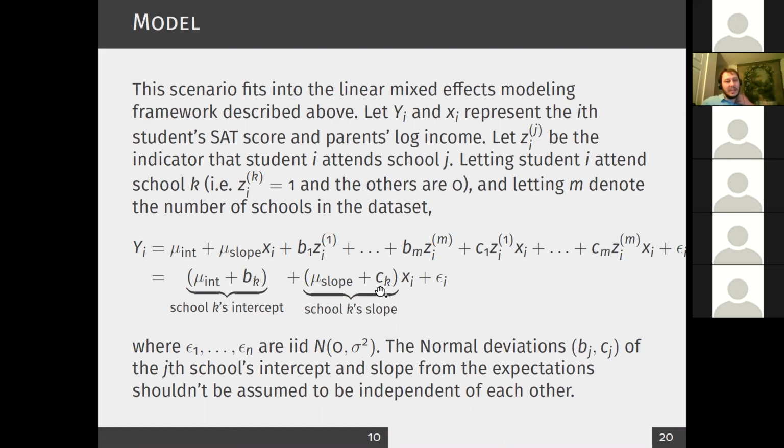And we're just going to think about the schools as independent of each other, let's say, but a school's intercept and slope should not be assumed to be independent. The BK-CK pair is a draw from a bivariate normal with some unknown 2x2 covariance matrix.